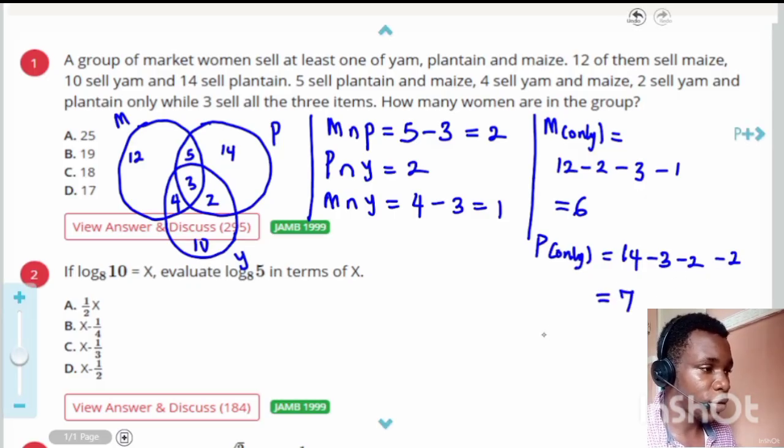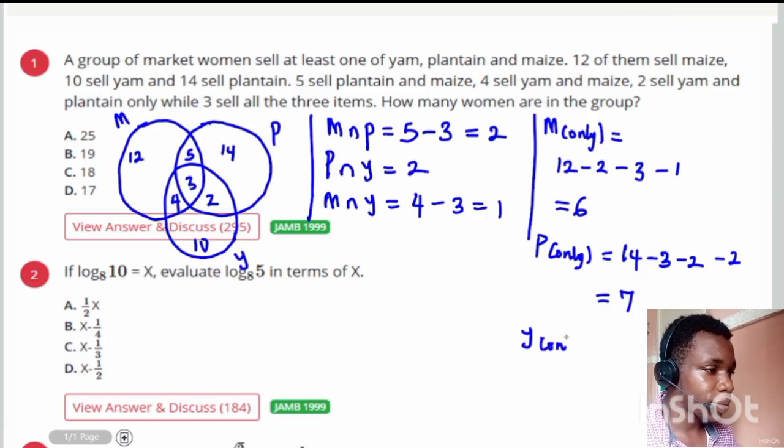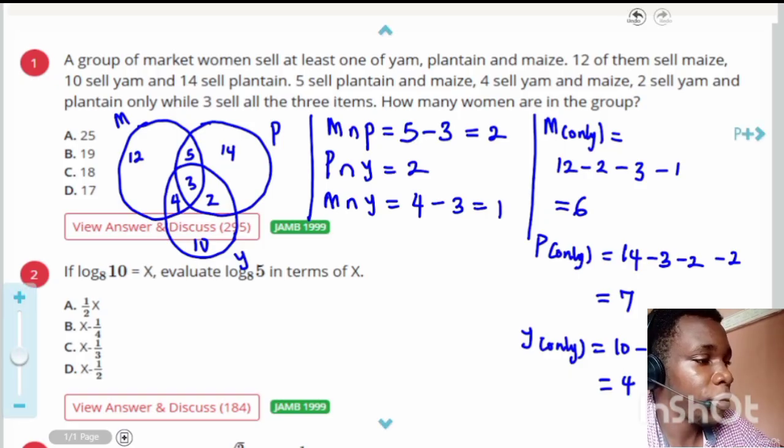And then how many women sold just yam? Okay, only. That would be 10 women. Subtract the persons that sold general items, and then we subtract every other thing that pertains to yam. All right, 1 on the one hand, and then 2 on the other hand. So we now have 4 left. All right, so we're making progress.